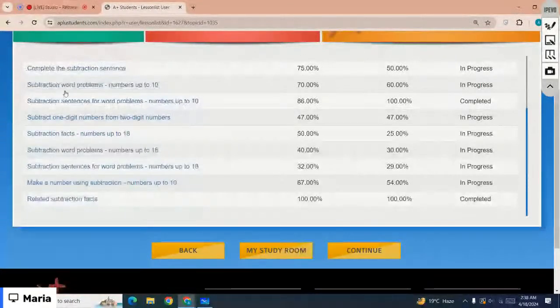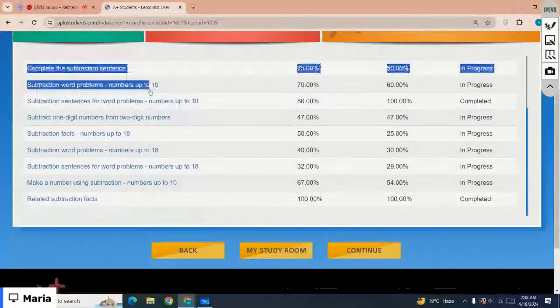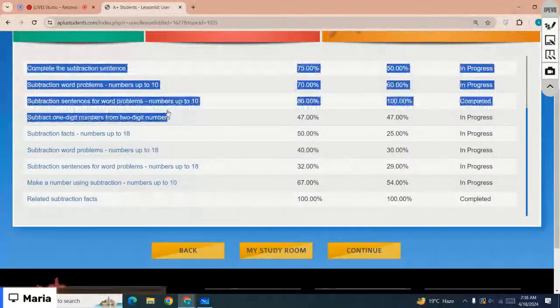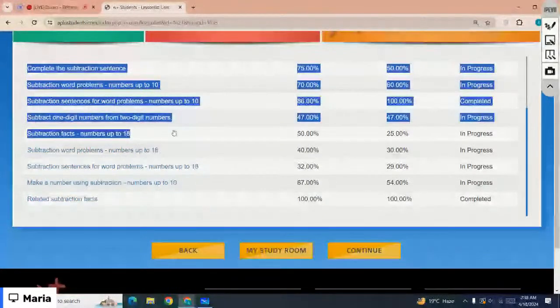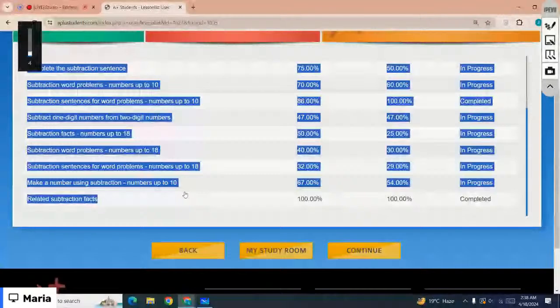complete the subtraction sentence, the word problems you have to do on your own. Then we did subtract one digit numbers from two digit numbers. Then we did subtraction facts, numbers up to 18. You have to do the word problems on your own again. Make a number using subtraction, numbers up to 10, and related subtraction facts.